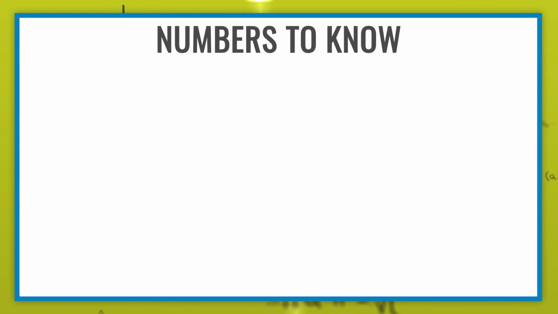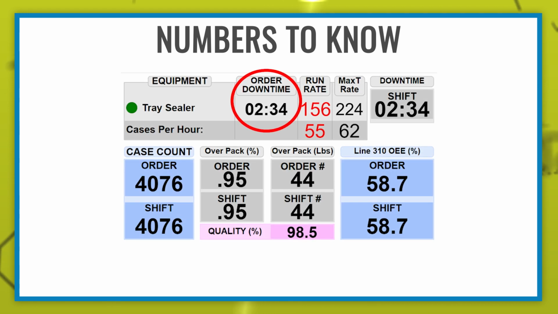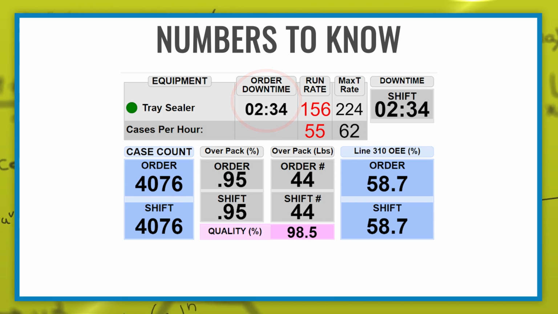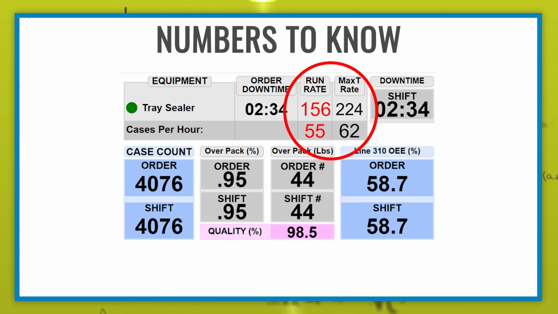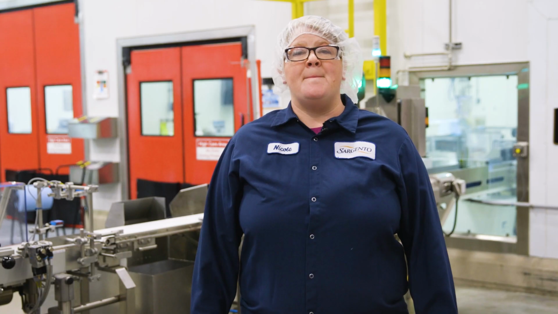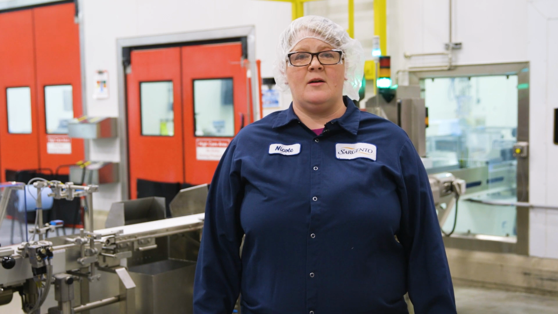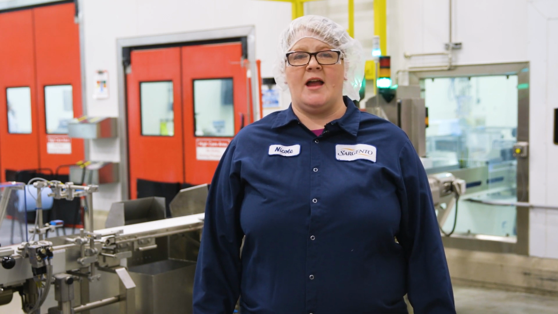From the display above, we see that the line has 2 hours and 34 minutes of downtime for the current production order. That order has run time for 6 hours and 20 minutes to this point. Also, the line is running at 156 packages per minute, but has a max T of 224 packages per minute. Based on the downtime that has occurred and the runtime, what is the current availability for the line? Based on the run rate and max T, what is the current performance of the line?